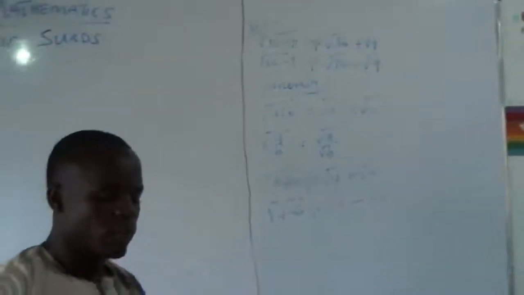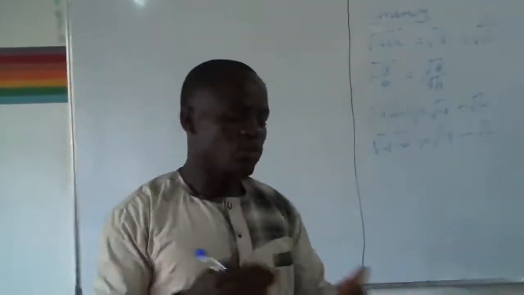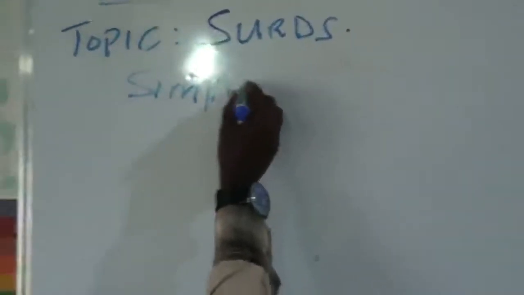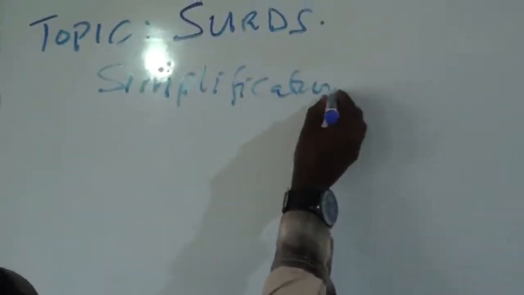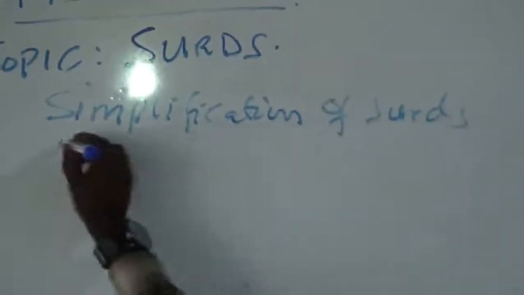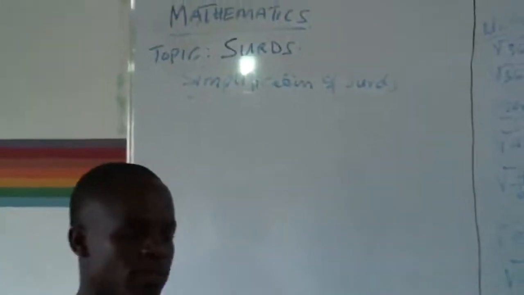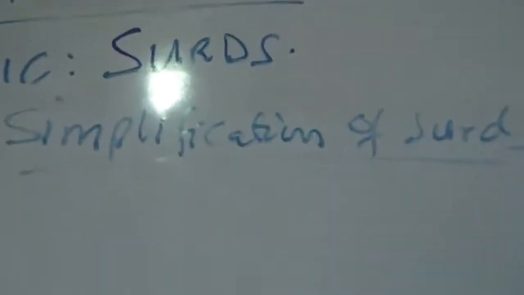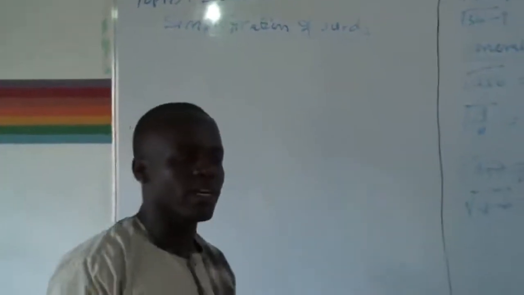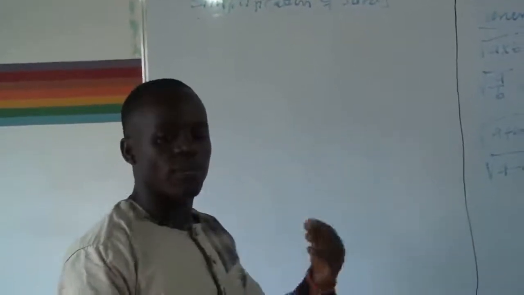Now, using these rules of manipulating surds, we can always carry out other simplifications under surds. So the next subtopic is simplification of surds. Now, what does it mean to simplify a surd? To simplify a surd means to reduce the given surd, or the given number under the root sign, into a very simple form called the basic form.